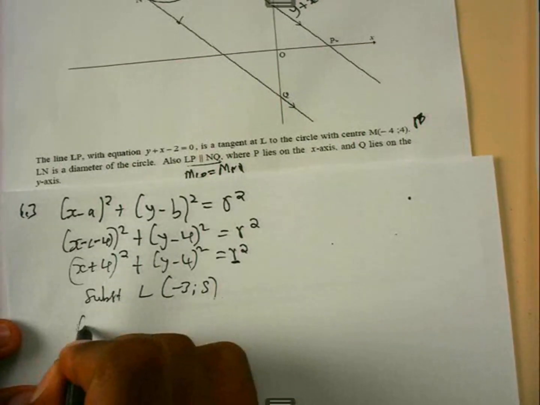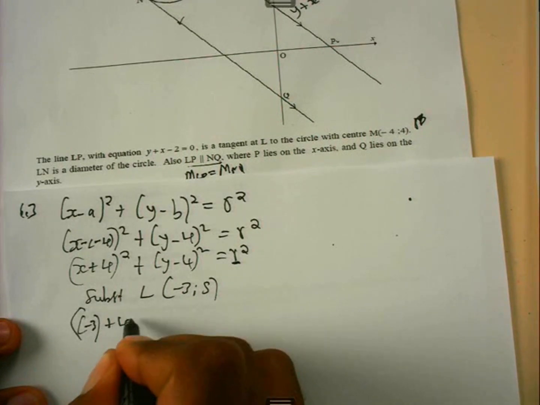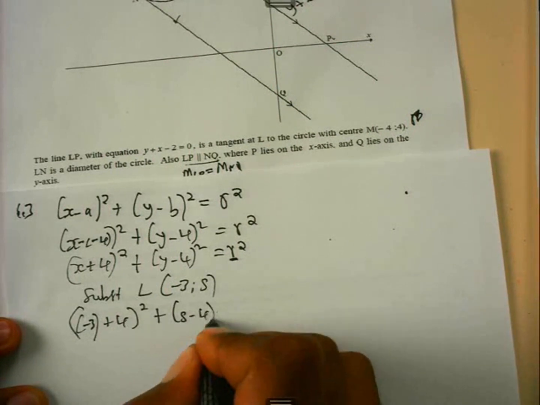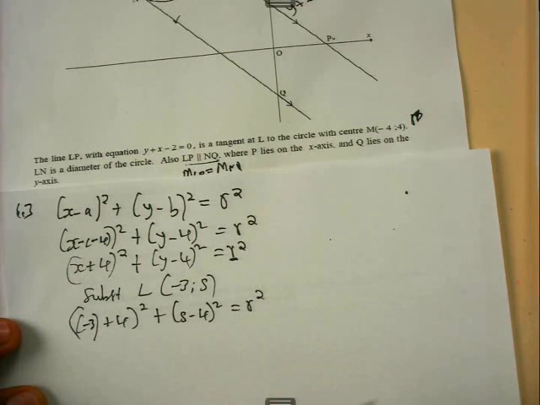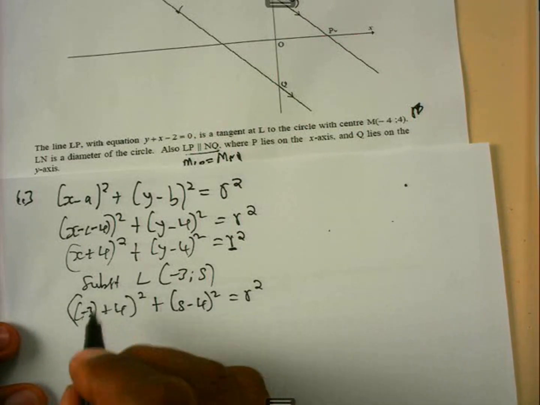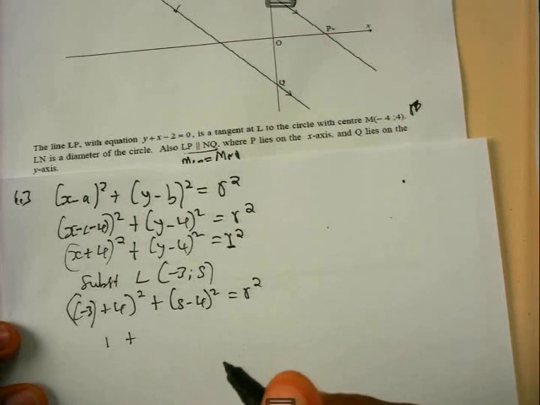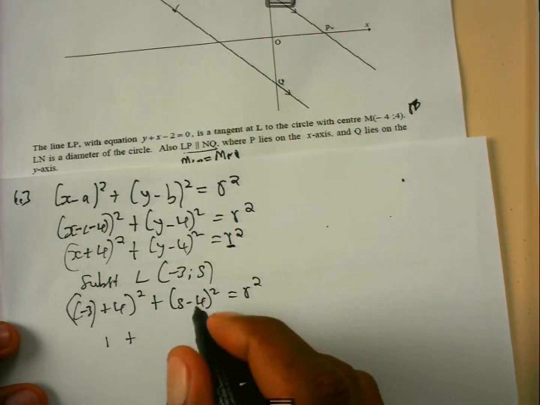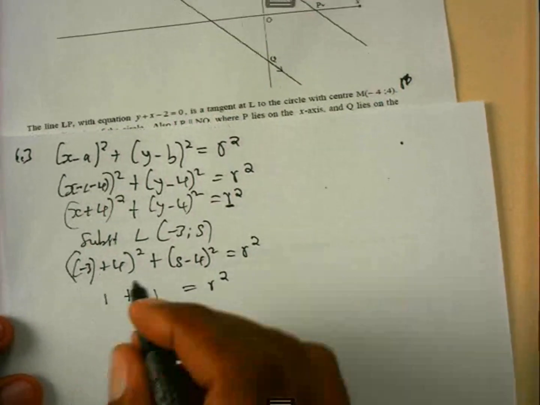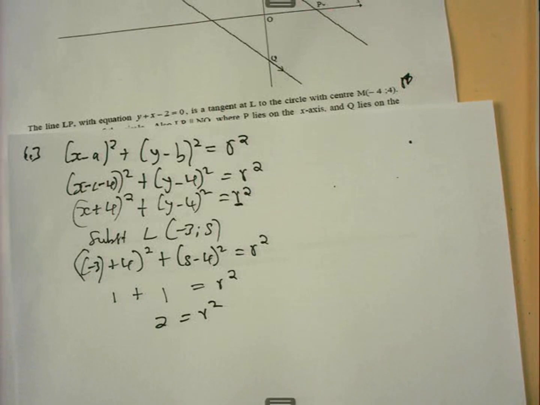Right, the x there is a minus 3, then plus 4 all squared, and now we have y is a 5 minus 4 all squared is equal to r squared. Now from here, minus 3 plus 4 is a 1, then 1 squared is 1, plus 5 minus 4 is 1, and now when you square it also it's a 1, which is equal to r squared. 1 plus 1 is 2. There we are. Then r squared is equal to 2.